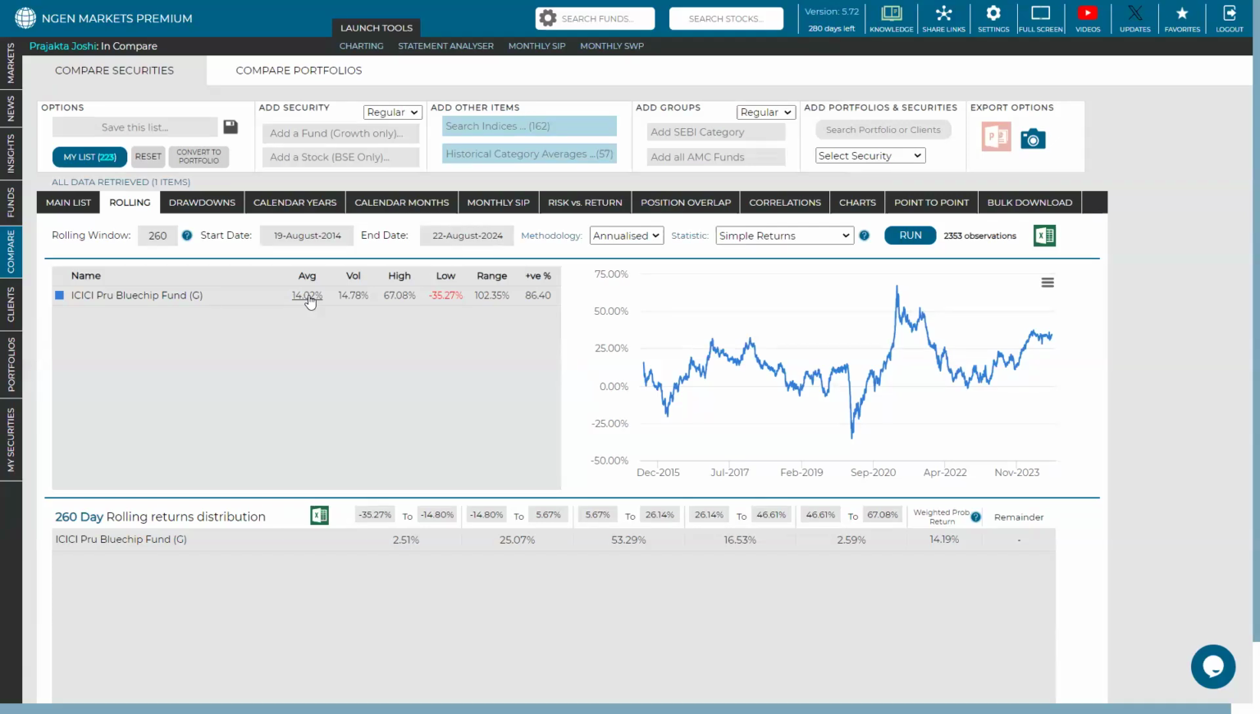Now, let's understand how we have arrived at these average returns, or for that matter, highest, lowest, and the range, right? Let us understand these terminologies first, and of course, then we will move forward to the methodology in the statistic part, right?